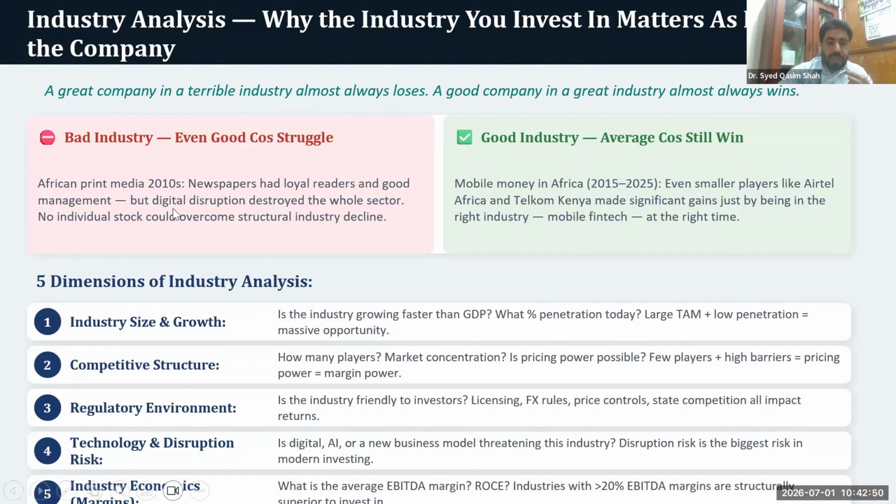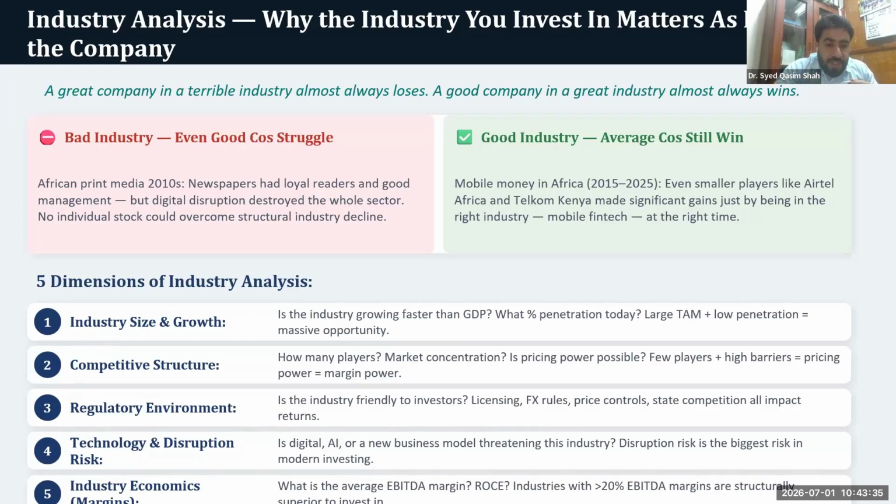Now we have to make some analysis. How do we do the industry analysis? This is very important. We need to determine the industry size and growth. Is the industry growing faster than GDP? What is the penetration rate? Is there low penetration, which means a massive opportunity in that industry? If your industry is growing faster than even GDP, that is a very good sign, and you need to invest in such an industry.